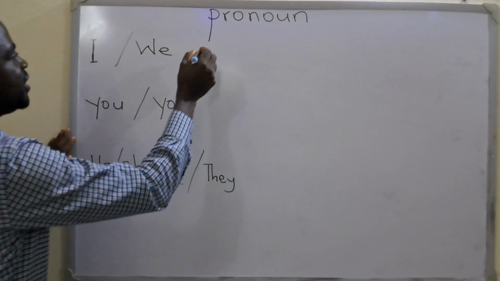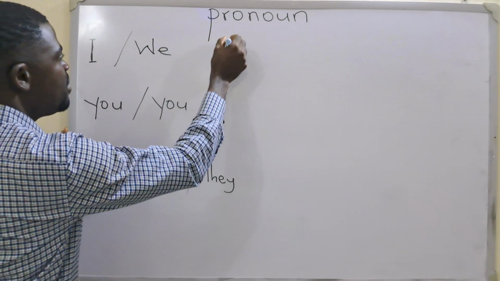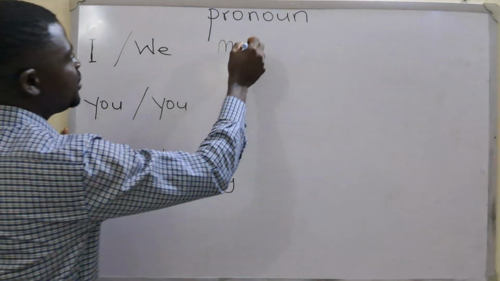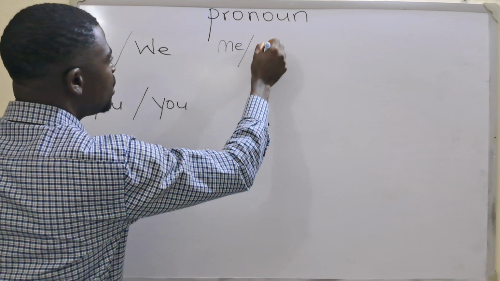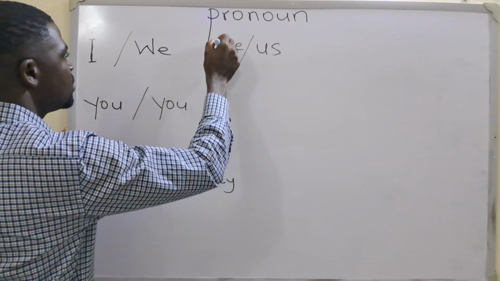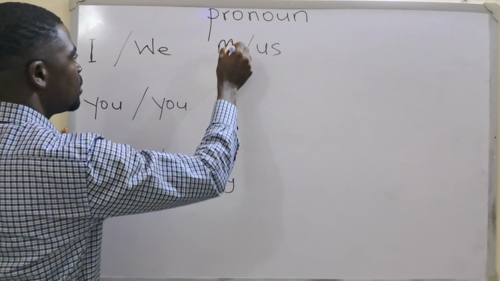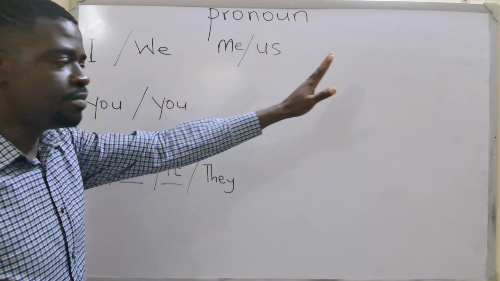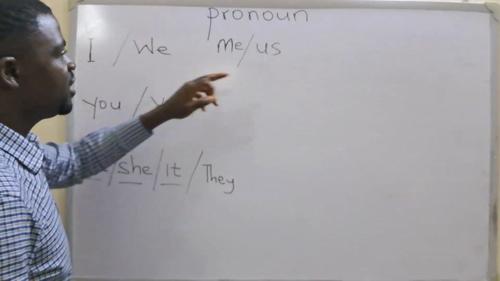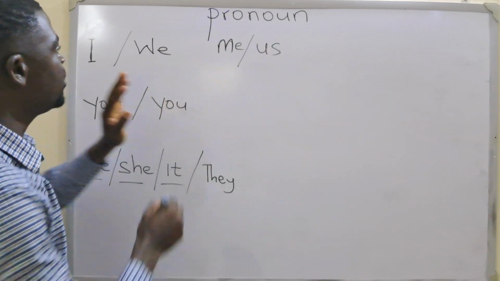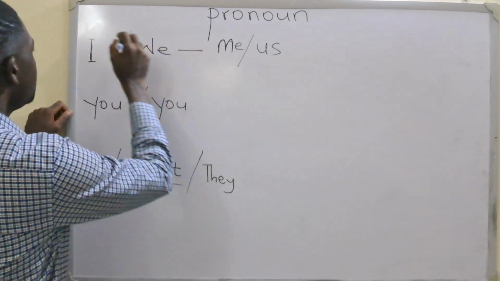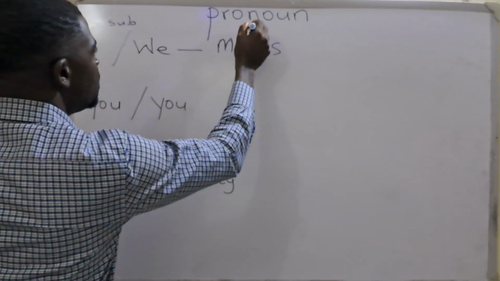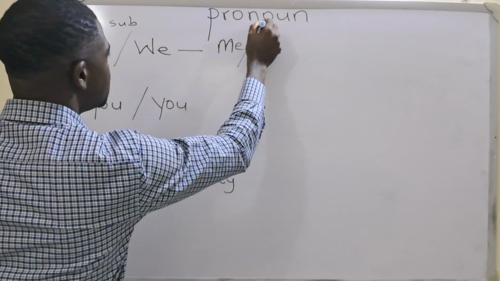So I will change to me. We changes to us. I will change to me in the object position. We will change to us in the object position. So let's indicate this as subject, this one as object.